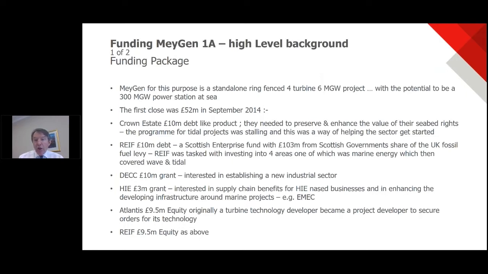So their interest was again in getting businesses based in Scotland, in their area, and in enhancing and developing infrastructure around marine projects. Atlantis themselves provided equity. And again, I think it's interesting to remember that Atlantis were originally a turbine developer, a turbine technology developer, and became a project developer through this process. And REEF also puts in matching equity. So that was the financial structure as it was at that time.